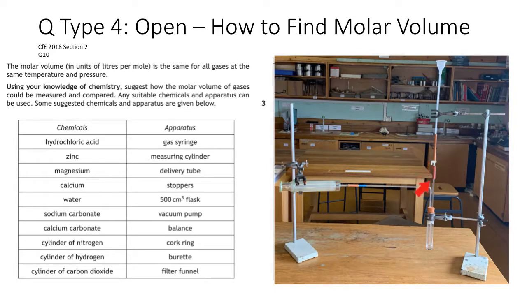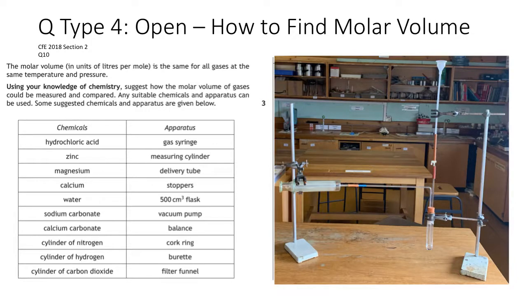Then we had a delivery tube down into the test tube and another delivery tube coming out, and any gas produced would go along this delivery tube to be collected in the gas syringe. So essentially we've got acid reacting with metal to produce hydrogen gas, and it was collected here.